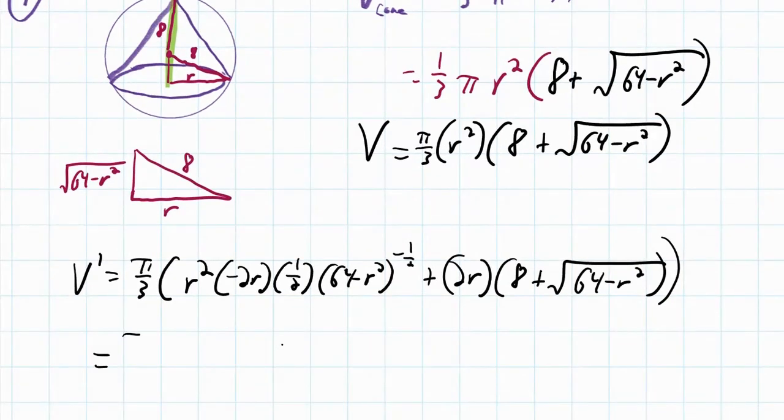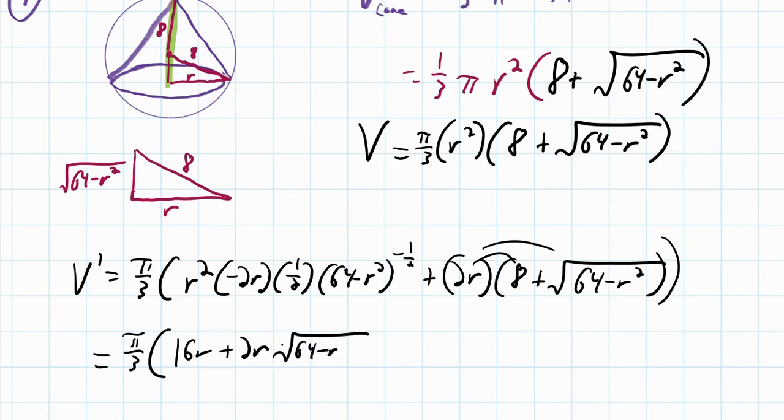Okay, so then pi over 3, I get, we're going to flip the order of this around, and I'm going to distribute that 2r, so this is going to be a 16r, then a plus 2r root 64 minus r squared. Then I'm going to have a minus r cubed. The 2's are going to cancel, and I'll have a root 64 minus r squared in the denominator. Okay, getting closer.